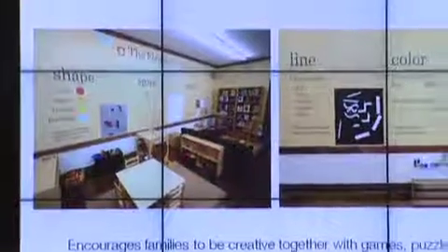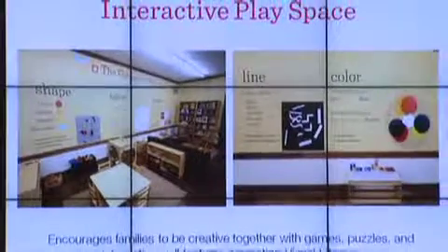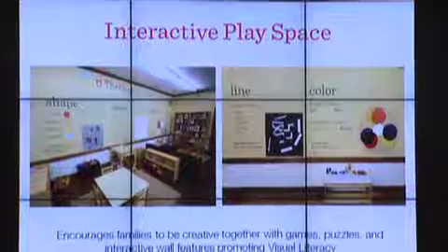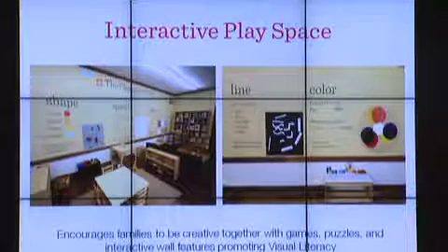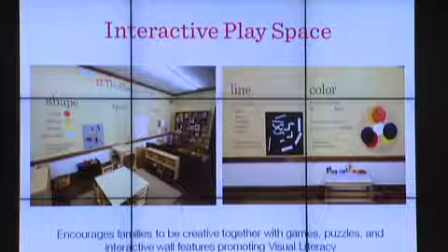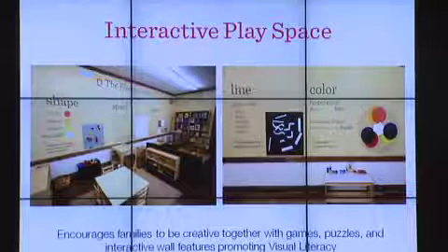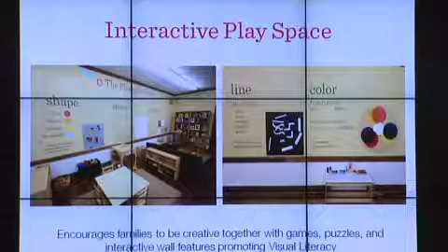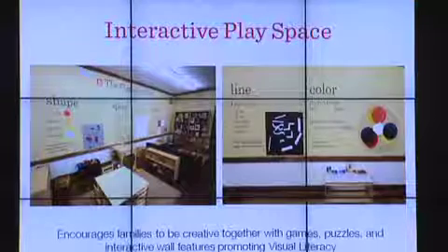So in coming through one doorway, we have an interactive play space, and this encourages families to be creative together with games and puzzles. And we have these interactive wall features that promote visual literacy and multisensory learning. We have a shape wall with a Legos space, texture wall, line, a color wheel that spins. We have a new IDEM table that is really fun for the children to interact with, a computer table. And we have things like dress up and games and puzzles. And these are ways that families can interact together.